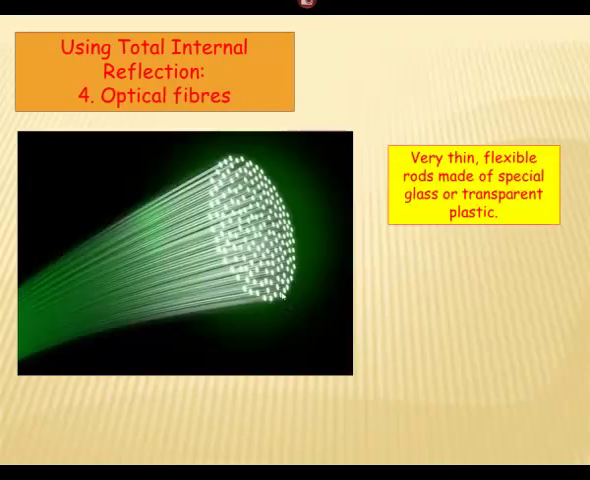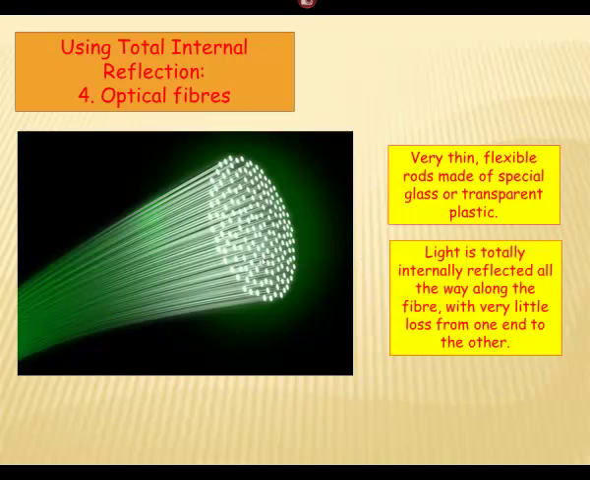The fourth one is more recent use, which is optical fibres. Now I'm sure lots of you have seen optical fibres. They have these decorations, don't they? But what they are, they're very thin, flexible rods made of a special glass or transparent plastic. And light is totally internally reflected all the way along. There's no leakage of light as it comes along the fibre. Only at the end you get light being produced. Reflected all the way along the fibre with very little loss from one end to the other.